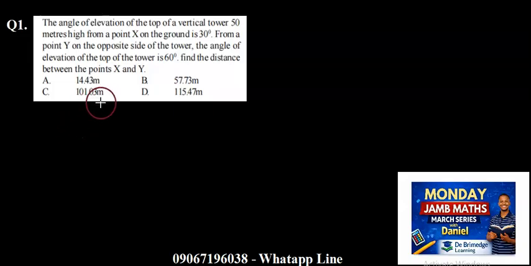So one of the things we're going to do is to start by drawing this, trying to graph or draw this. Let's start by looking at the angle of elevation. The angle of elevation is usually the angle from the base to the top, when an object is viewed from the ground up to the top. So now we're going to draw the vertical tower.